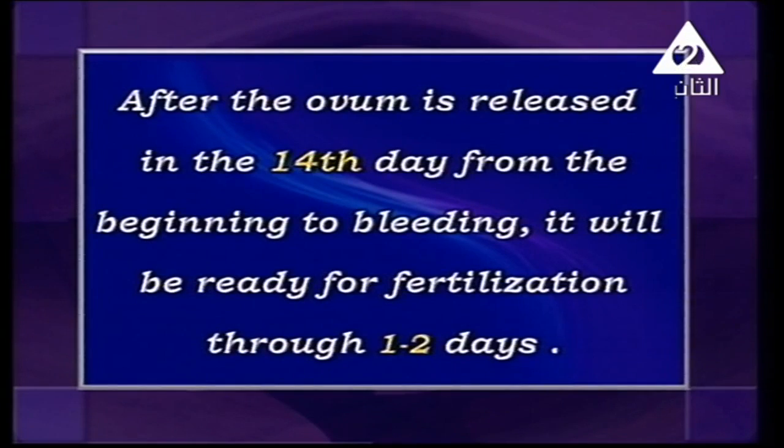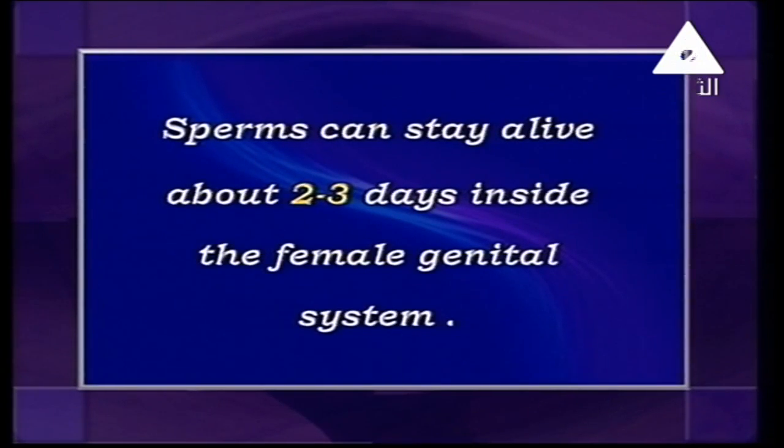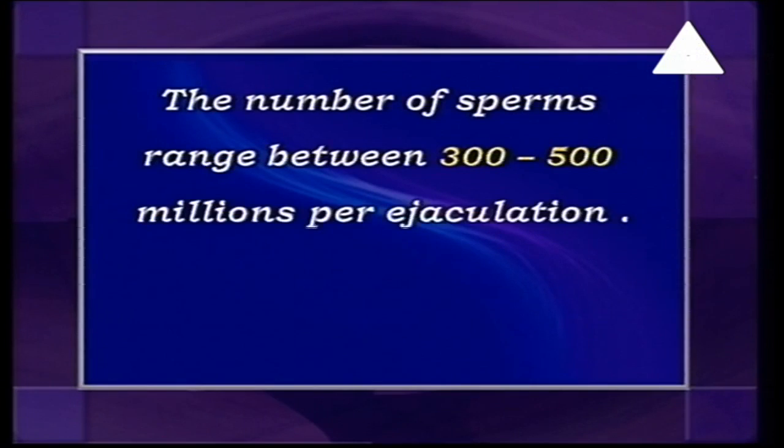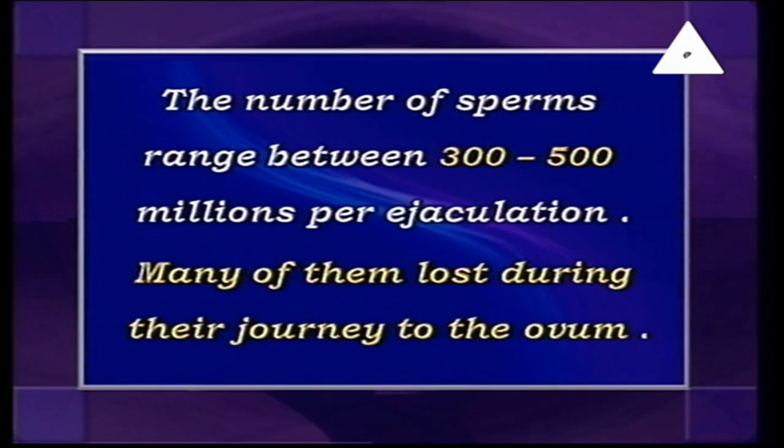Okay, and by the way, after the ovum is released on the 14th day from the beginning of bleeding, it will be ready for fertilization for 1 to 2 days. Okay, it just takes 1 to 2 days. Sperm can stay alive not more than 3 days inside the female genital system. Only the head and neck of the sperm penetrate the ovum. The number of sperms ranges between 300 to 500 million per ejaculation, and many of them are lost during their journey to the ovum.